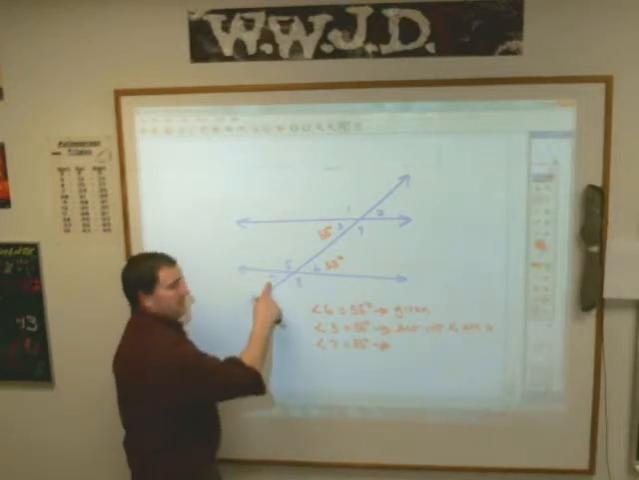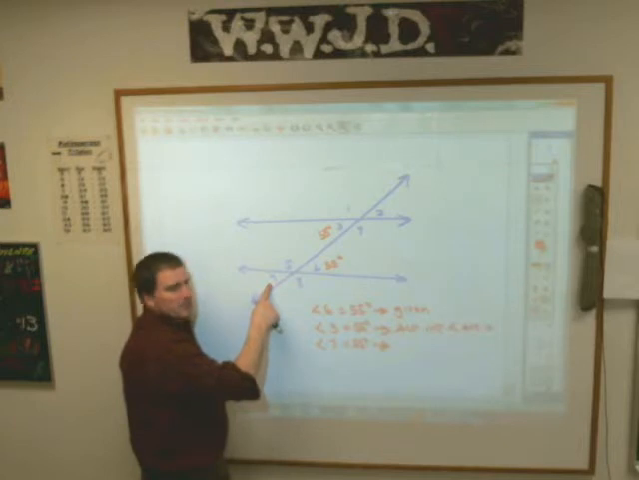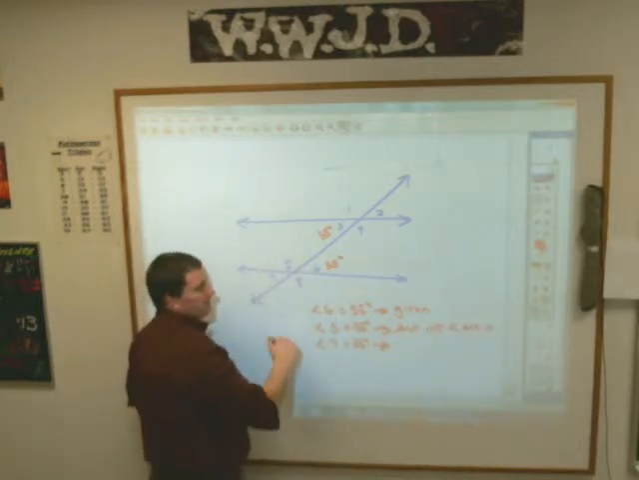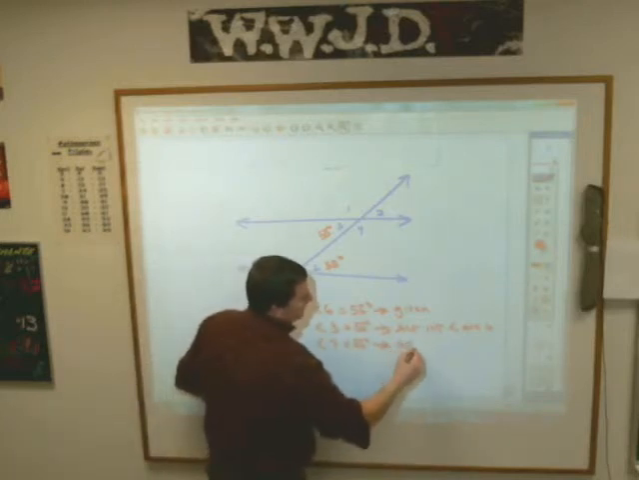Let's do angle 7. How do you know what 7 is? It is 55 degrees for what reason, Bailey? On the opposite angle. Okay, because we talked about before, if you have two lines that intersect, opposite or vertical angles are equal.